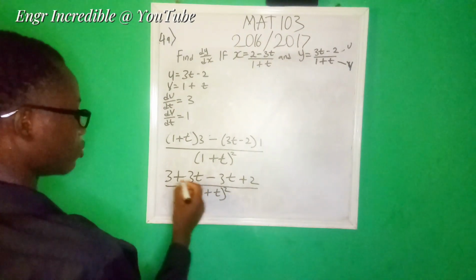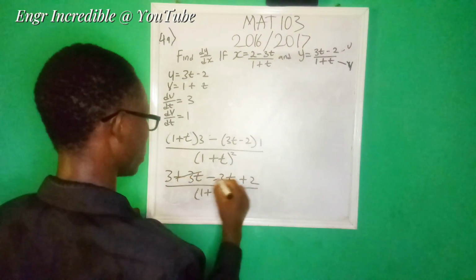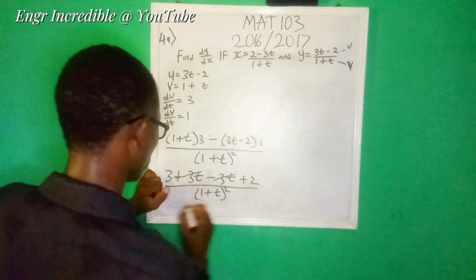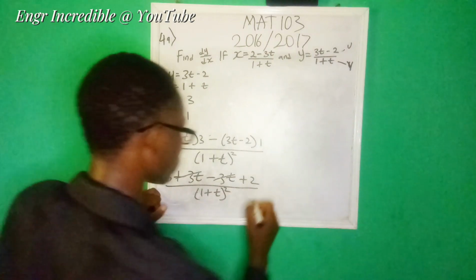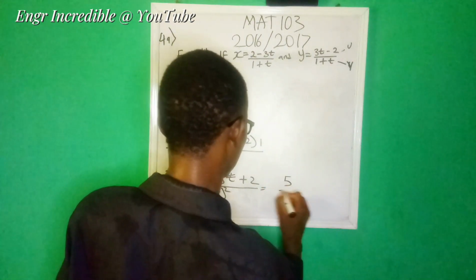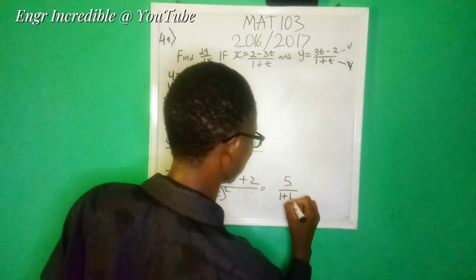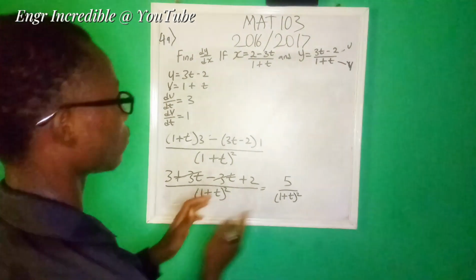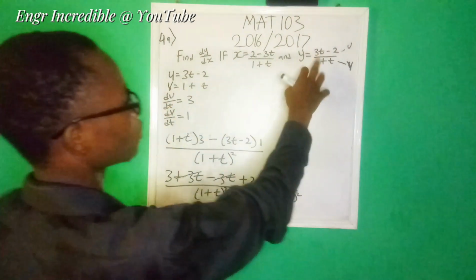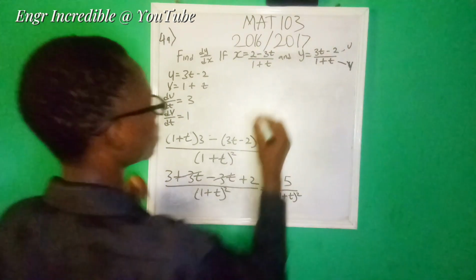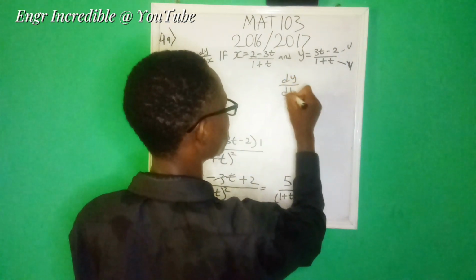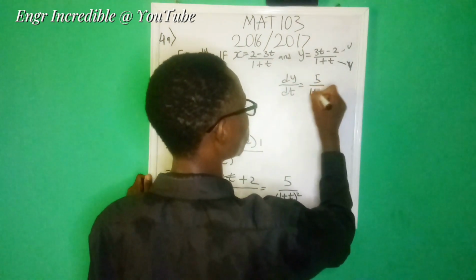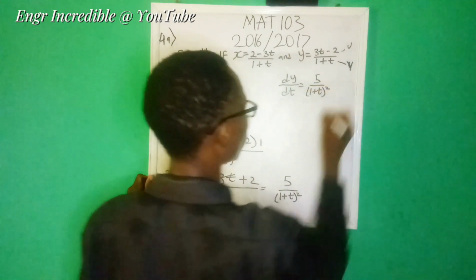So from here we have plus t and minus 3t, they can cancel each other. Then we have 3 plus 2, which is equals to, we have our final answer here as 5 all over 1 plus t all square. First of all, now we have gotten our answer for dy dt. We put it somewhere. That means dy dt is equals to 5 all over 1 plus t all square.